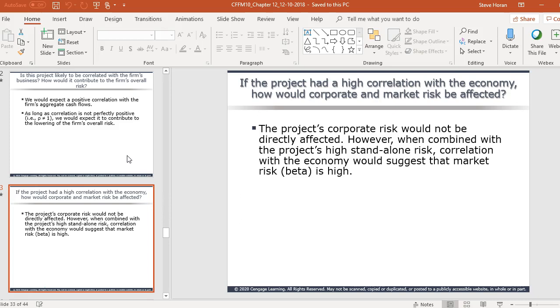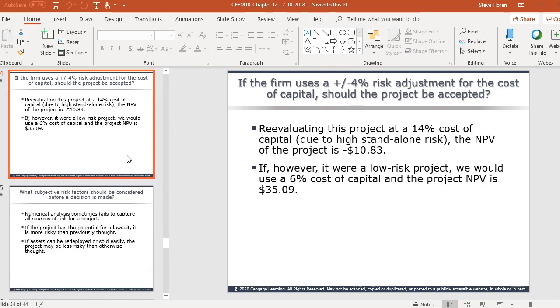If the project had a high correlation with the economy, how would the corporate market risk be affected? This tells us what's the risk of the company with this project versus the risk of the company, its beta. Obviously, if we take on riskier projects, that increases the risk of the company. The company's beta would go up with the riskier projects that we took on. That helps us understand a few of those points.